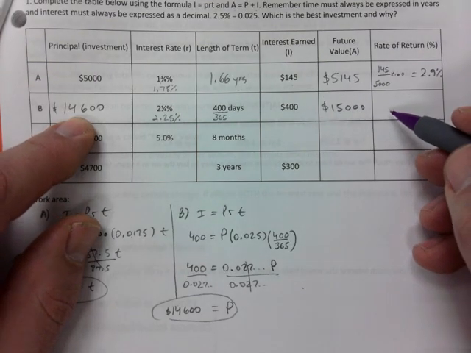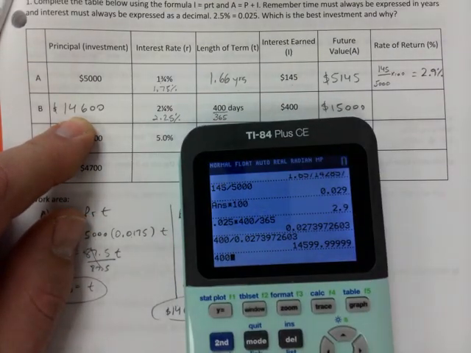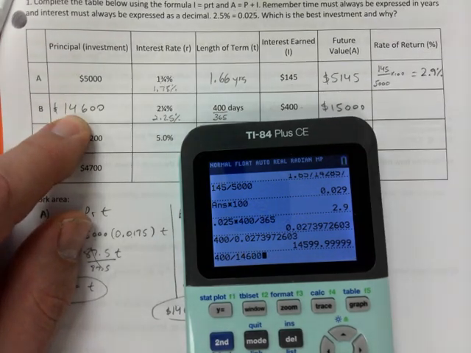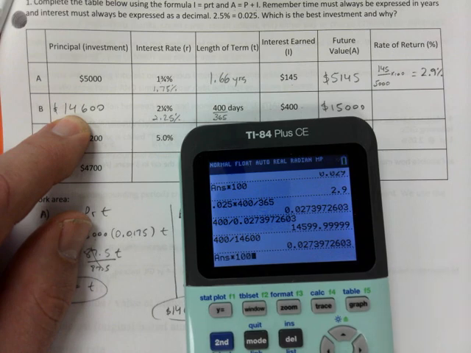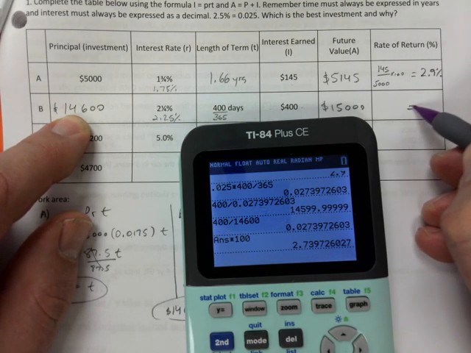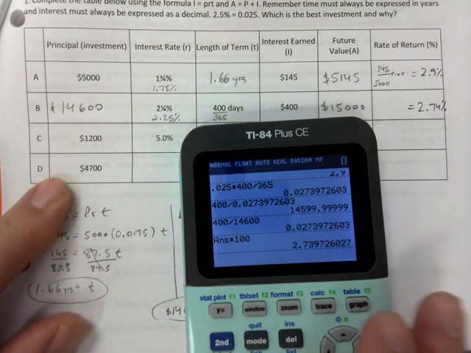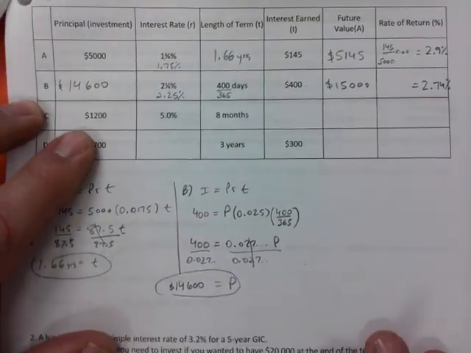And then the rate of return, I'm just going to go 400 divided by, right? I take the interest divided by 14,600 and then multiply it by 100. And that one is 2.74%. Okay. I hope you get the idea.